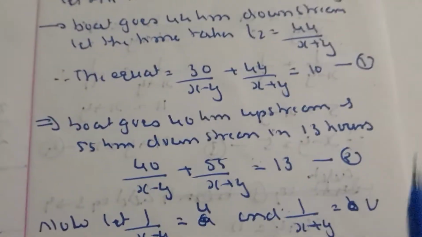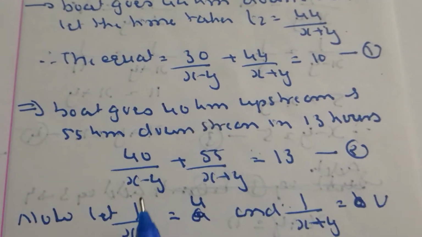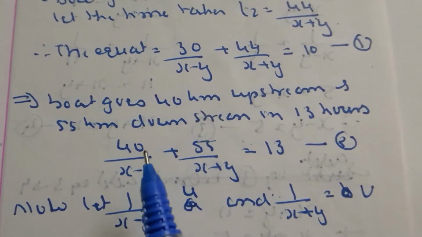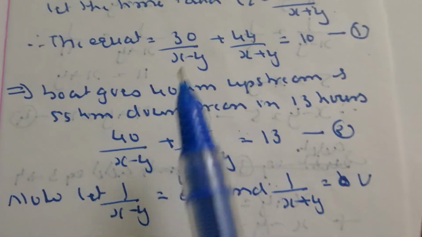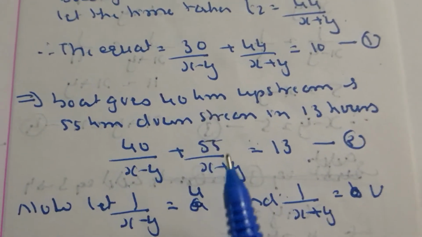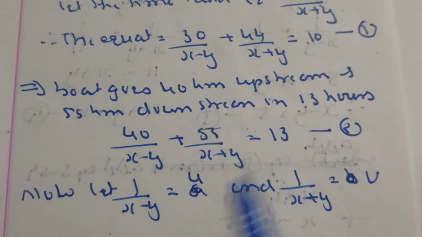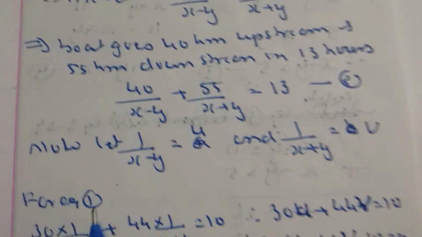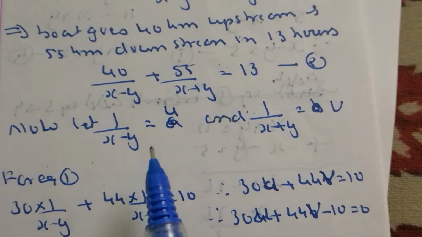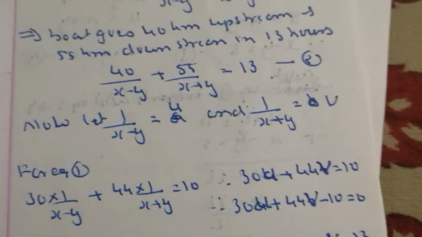Same way, the boat goes 40 kilometers upstream and 55 kilometers downstream. So for 40 kilometers upstream, it will be 40 upon x minus y, same as what we have done previously. And downstream means 55 upon x plus y is equal to 13, it takes a total of 13 hours. Now, we are going to assume 1 upon x minus y is equal to u and 1 upon x plus y is equal to v.